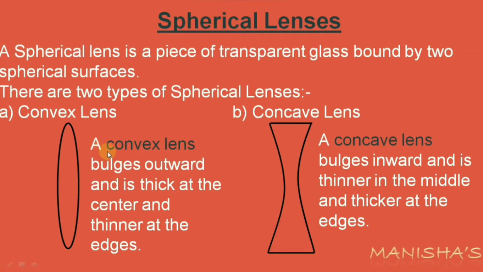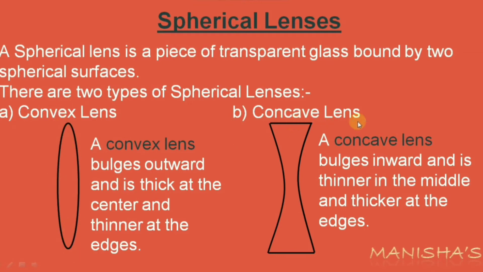See, in a convex lens, it bulges outward and is thick at the center and thinner at the edges. As you can see in this diagram, this one is the convex lens. So convex lens जो होता है इसकी bulging outward की तरह होती है, ये thick होता है center में से और thin होता है at the edges. As you can clearly see in this diagram.